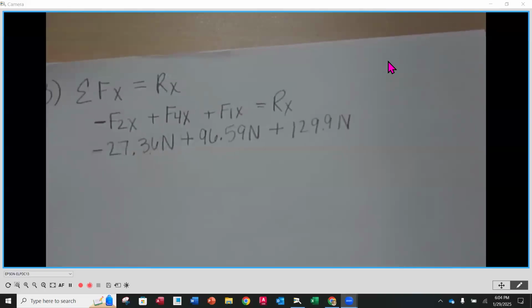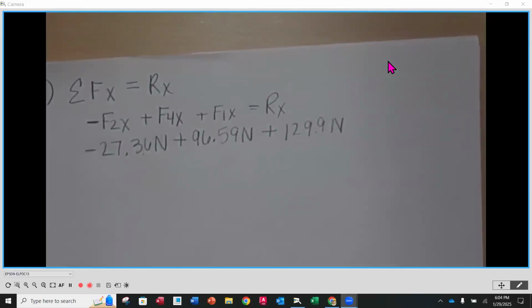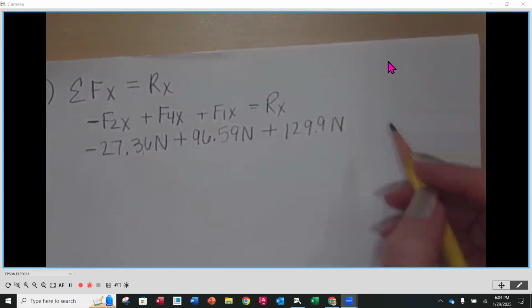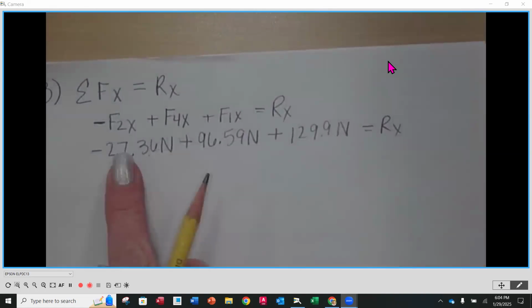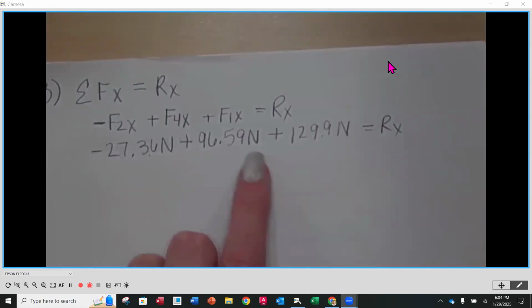We're putting the units in back of each one of these values. Remember, they are vectors, so they have a magnitude, but they also have units, okay? And we're working in the metric system, so it's newtons. And we're going to say equal to Rx. Now I can just simply add and subtract this and get my value for the resultant X component.